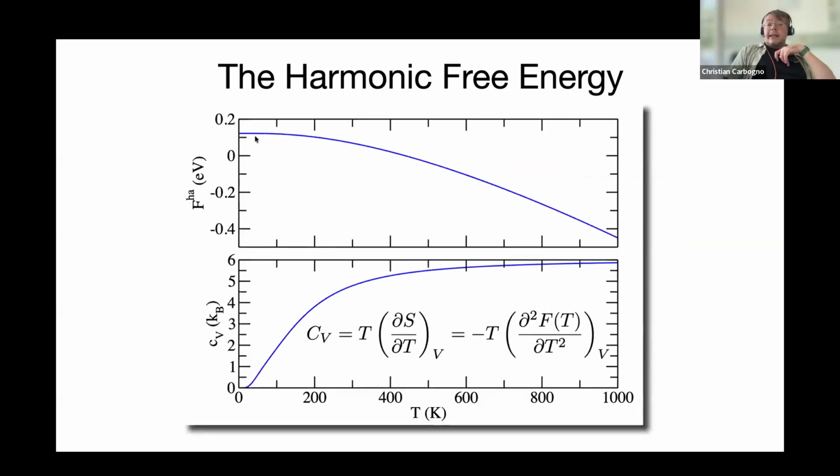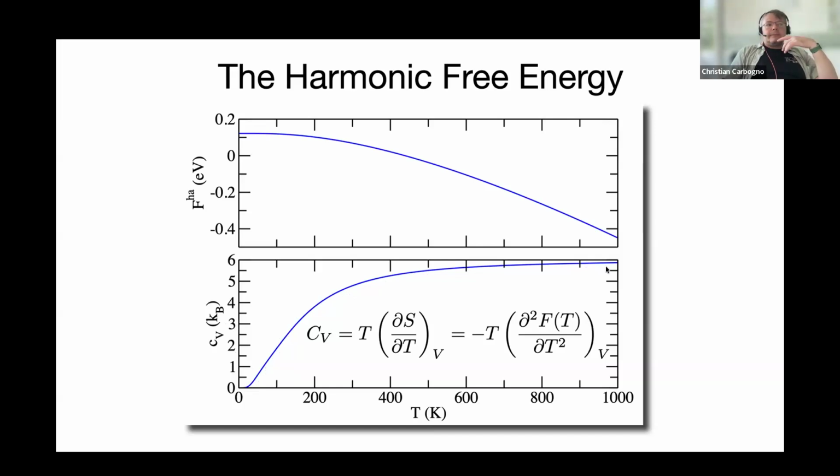And for instance, we get the harmonic free energy of the system. What you see is that this decreases with temperature. And we can then also calculate the specific heat. The specific heat is essentially the second derivative of the free energy with respect to temperature. And you see you get a distinct dependence here. At low temperature, we have a cubic dependence on the temperature that then goes over to something exponential and then flattens off and becomes constant in the classical limit.